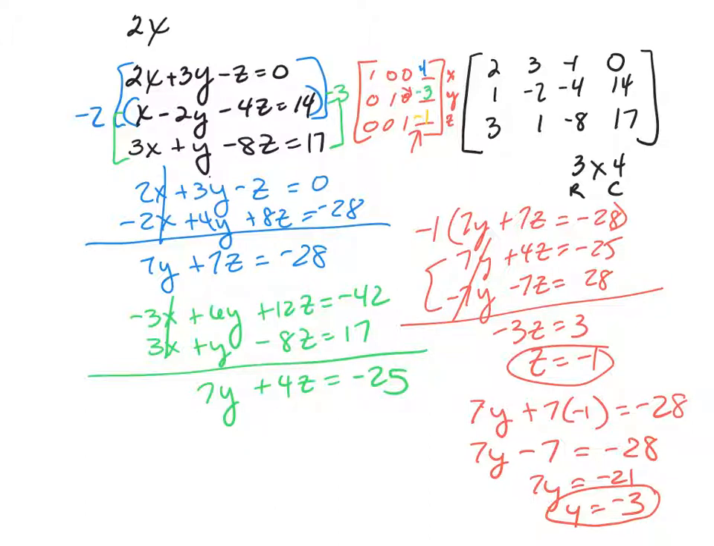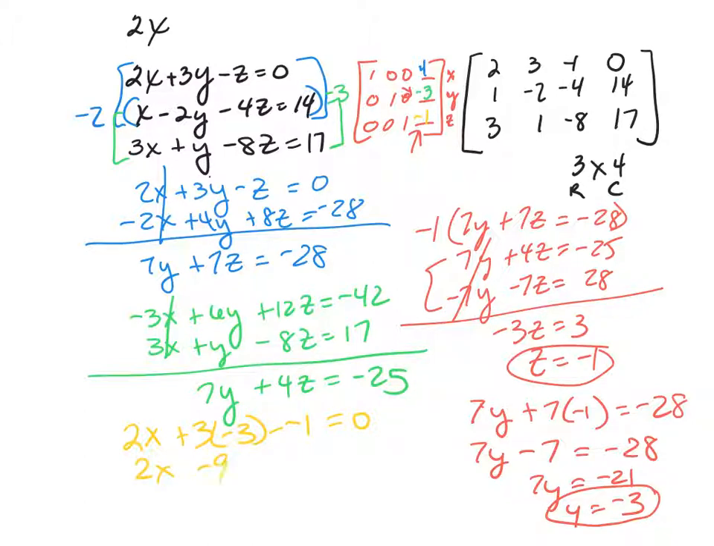For the one that you solved, or you multiplied. Any one of the original equations. So let's do 2x plus 3y, and y is negative 3, minus z, and z is negative 1, so minus minus 1 equals 0.